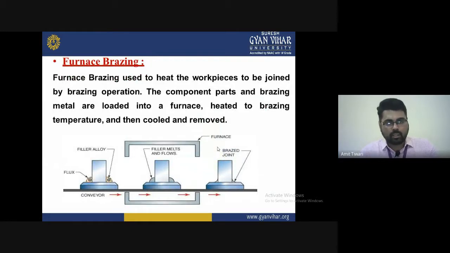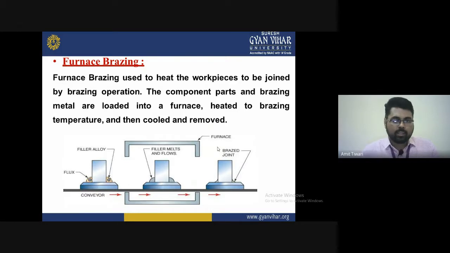Furnace brazing is another type of brazing. Furnace brazing is used to heat the workpieces to be joined by the brazing operation. The component parts and brazing metal are loaded into the furnace, heated to the brazing temperature, and then cooled and removed.